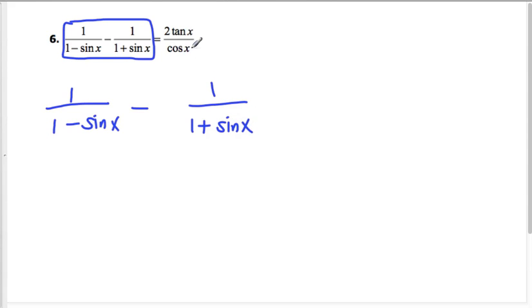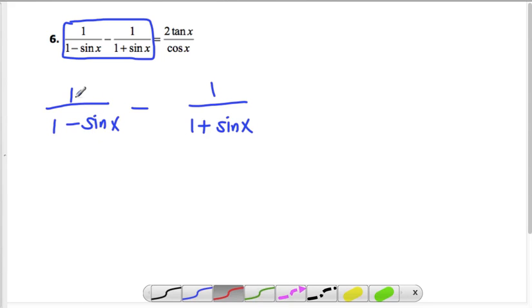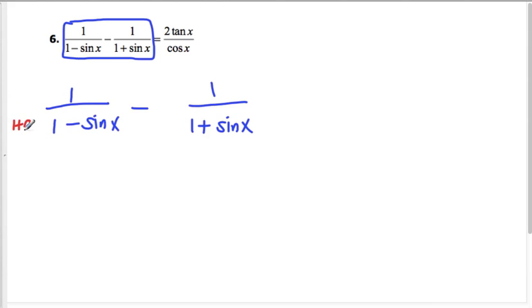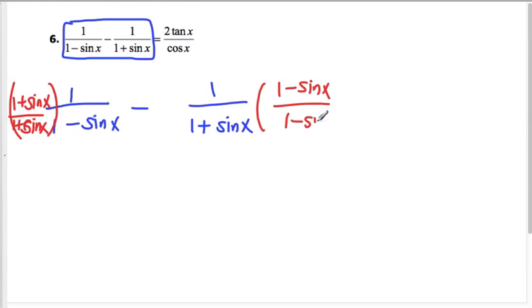And I notice on my goal, what I want to make, in the denominator there's no sine, it's all cosine. So how am I going to change these denominators into cosine? Well, here on the left term, I'm going to multiply by 1 plus sine x on both top and bottom, because that's 1. On the right side, I'm going to do 1 minus sine x over 1 minus sine x.